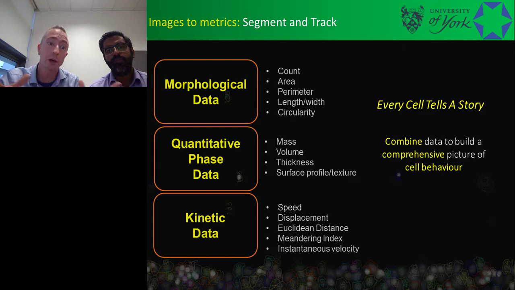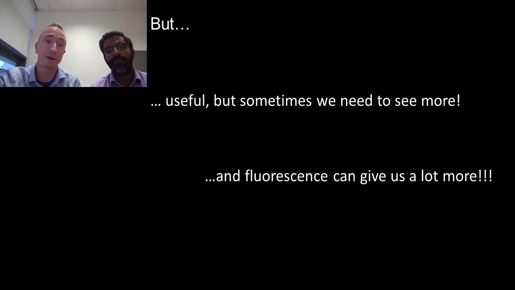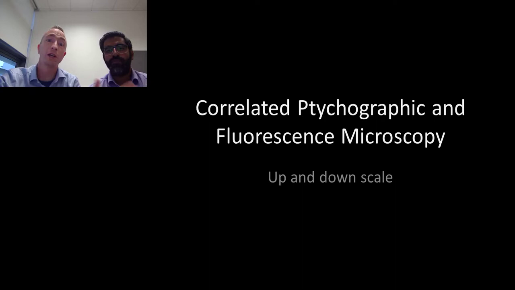But my bread and butter is fluorescence microscopy. And as good as quantitative phase imaging is, we still sometimes need to see more. Actually, sometimes we need to see a lot more from it. And fluorescence gives us that. Because what I can't tell you is how much of any specific protein is in that cell or cell population itself. And that's really important. But of course, this is a microscope. So we've got it on the QPI system. Critically, we can now correlate these with fluorescence microscope images.